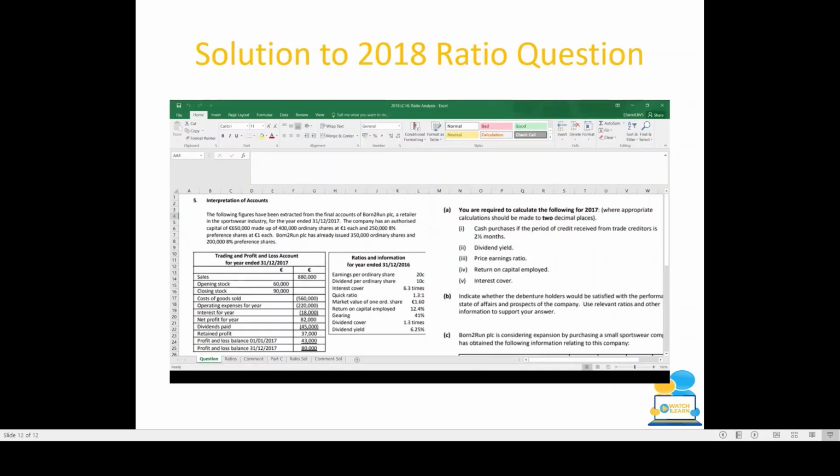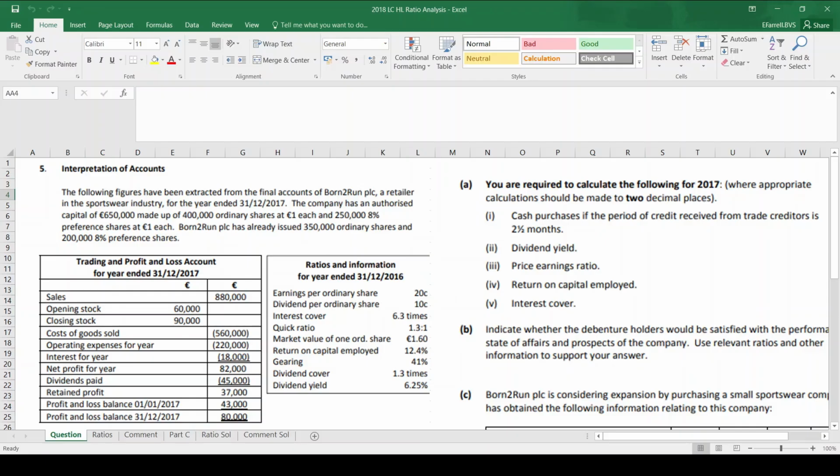So now we're going to have a look at the fully worked out solution to the 2018 ratio question. Hi, today we are going to have a look at the 2018 Leaving Cert higher level ratio question. As with all ratio or interpretation of accounts questions, this is question 5 on the paper. Again, in all of these questions, in part A, you are asked to calculate 5 ratios. So that's what we're going to do first of all.